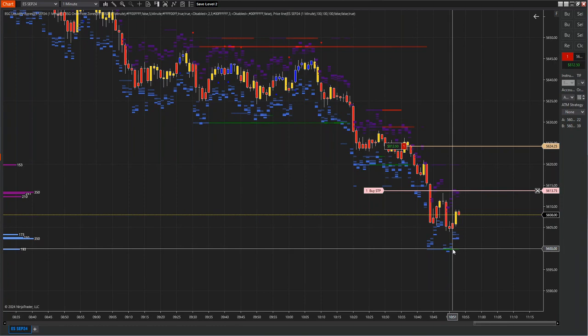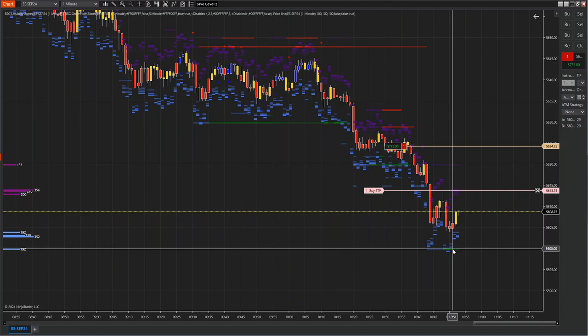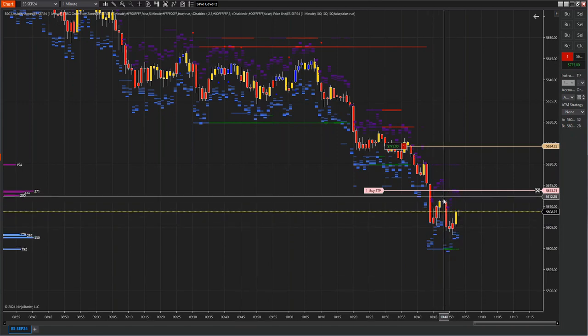Will it be a reversal? We never know. I don't want to predict. I don't want to do anything. Just following my rules, keeping my stop at the swing highs.